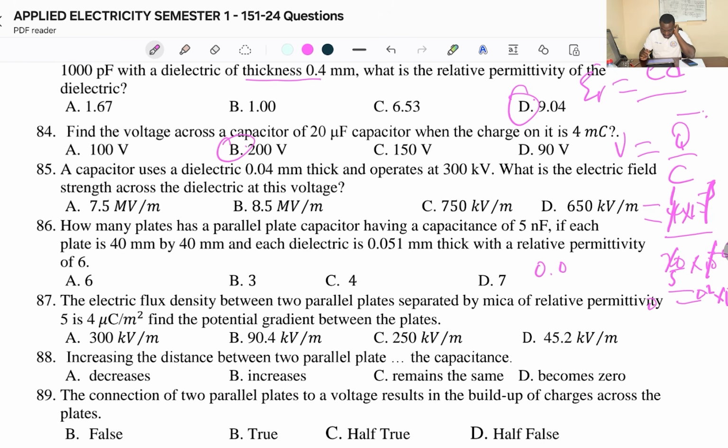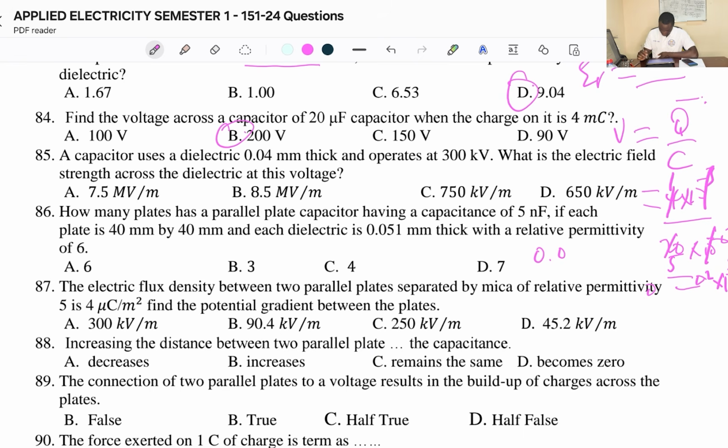A capacitor uses a dielectric 0.04 millimeters thick and operates at 300 kilovolts. What is the electric field strength across the dielectric at this voltage? Here again, you have to try and remember the formula for the electric field strength. That is, in terms of the voltage across a capacitor and the distance between the plates of the capacitor, that will be equal to what?